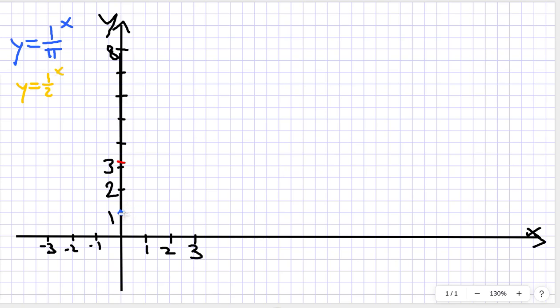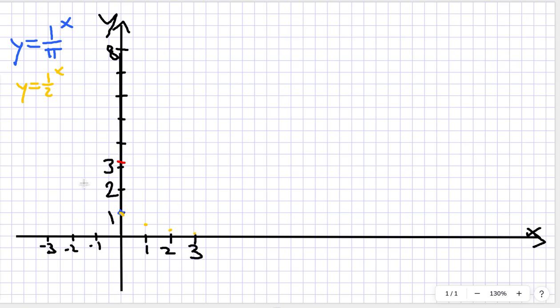If you plug in 0, you get 1. If you plug in 1, you get a half. If you plug in 2, you get a quarter. If you plug in 3, you get an eighth. Do you see what's happening? It's getting less steep, actually, as you go from left to right. It's approaching 0. It's approaching the x-axis. It's asymptotic. It's approaching the x-axis on that side.